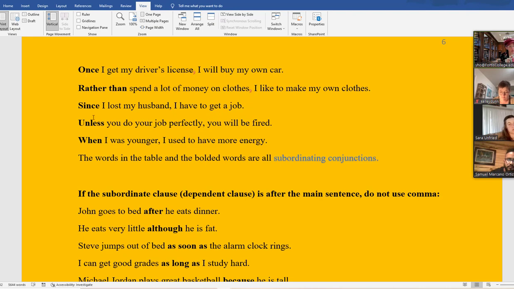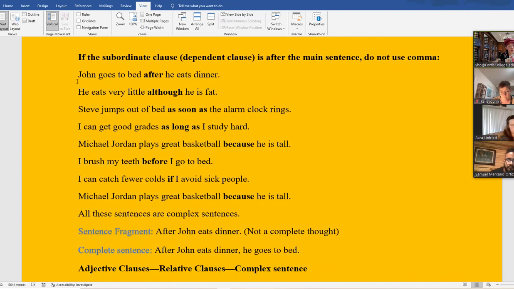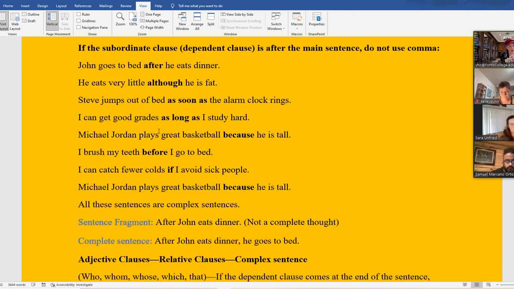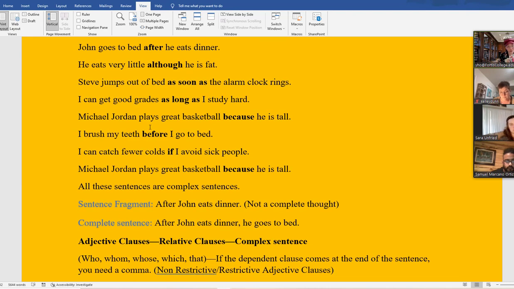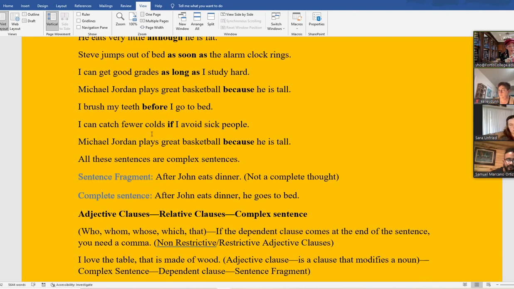So you notice that in all of these cases, when you have a dependent clause at the beginning of the sentence, then you have a comma. And if the dependent clause is at the end of the sentence, then you don't have a comma. John goes to bed after he eats dinner. He eats very little although he is fat. Steve jumps out of bed as soon as the alarm clock rings. I can get good grades as long as I study hard. Michael Jordan plays great basketball because he is tall. I brush my teeth before I go to bed. I can catch fewer colds if I avoid sick people.